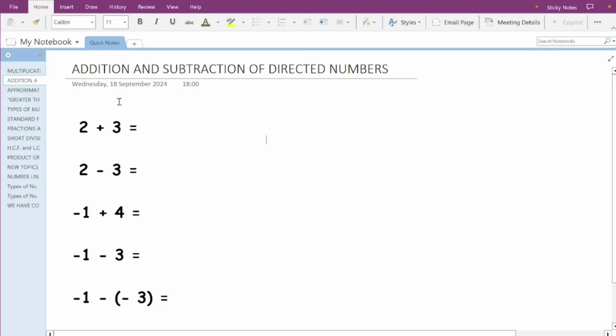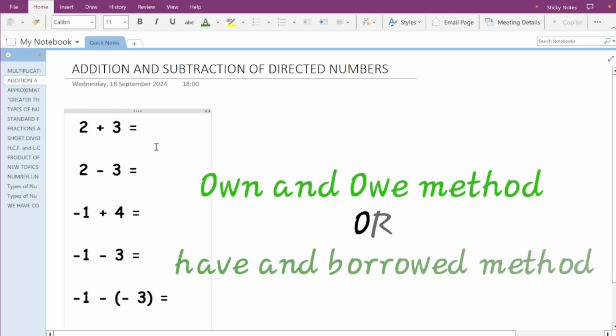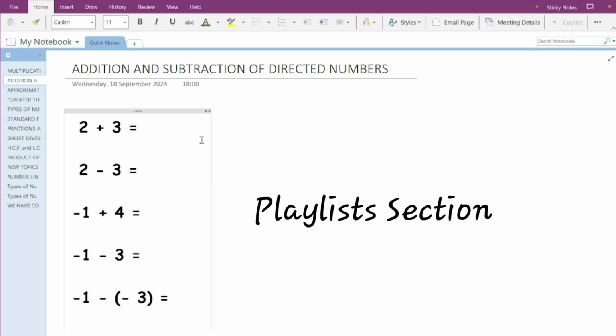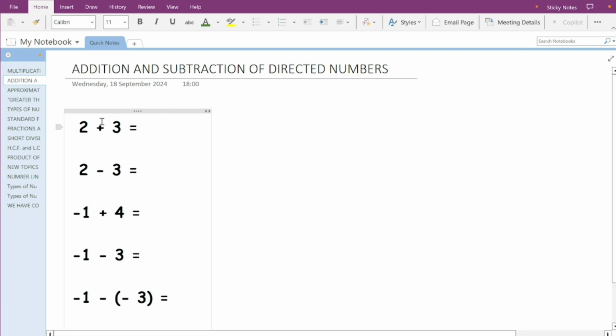Apart from using number lines for addition and subtraction of directed numbers, you can also use what is called own and owe, what you have and what you borrowed. If this can help you enough to understand this topic, you can go to the playlist and scroll down to where you have directed numbers and you can see more on this. So let's start with this.